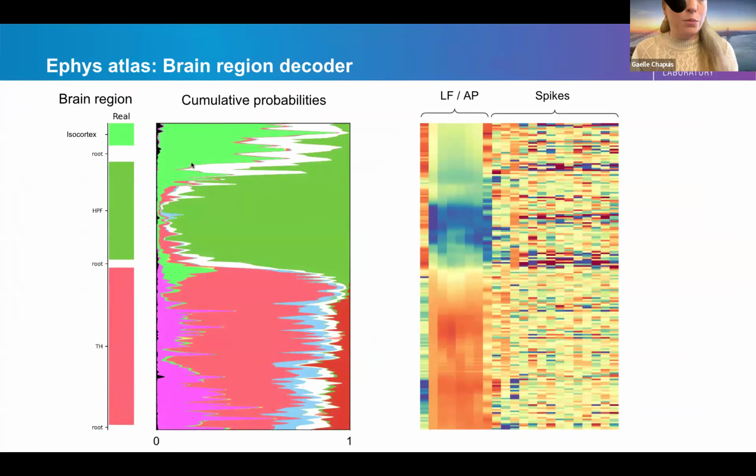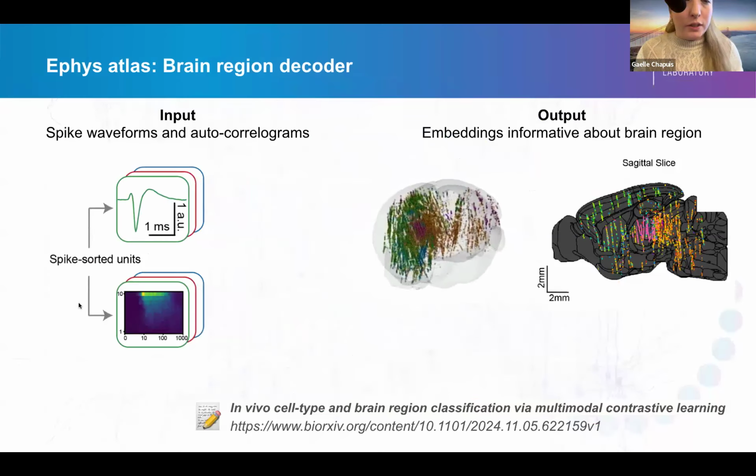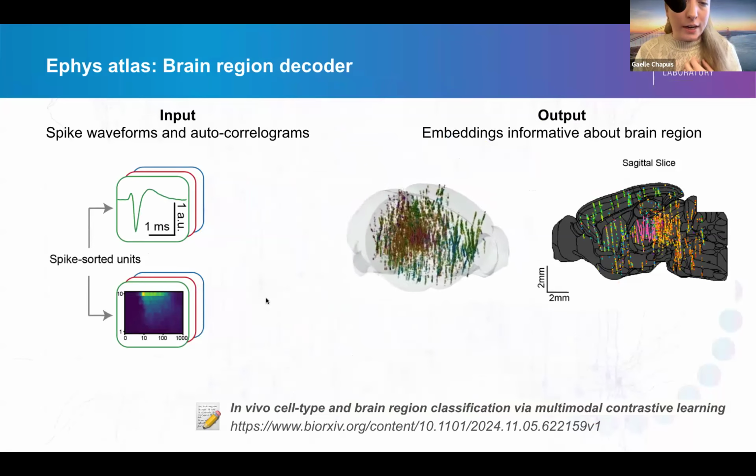Here is an example of a random forest classifier built by Olivier Winter that outputs a cumulative probability for each of these electrode channels. A color here is a brain region. If you take the argmax of that, you get your predicted label, and hopefully just by eye you can see that this is not such a bad predictor. But now, going maybe towards foundation models, here's another example of using this electrophysiology atlas dataset.